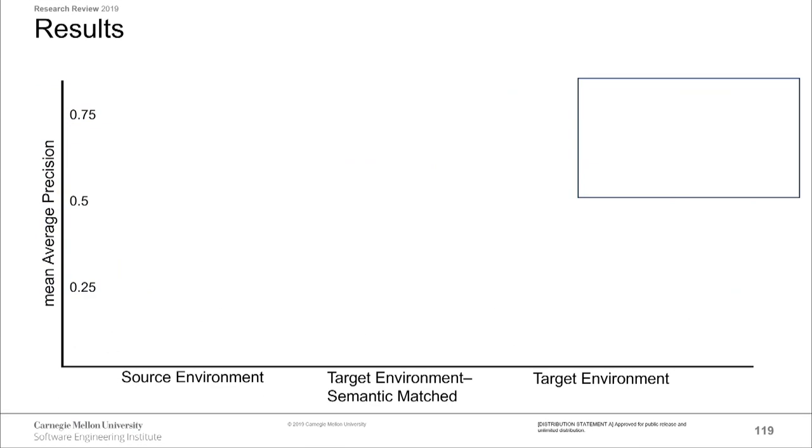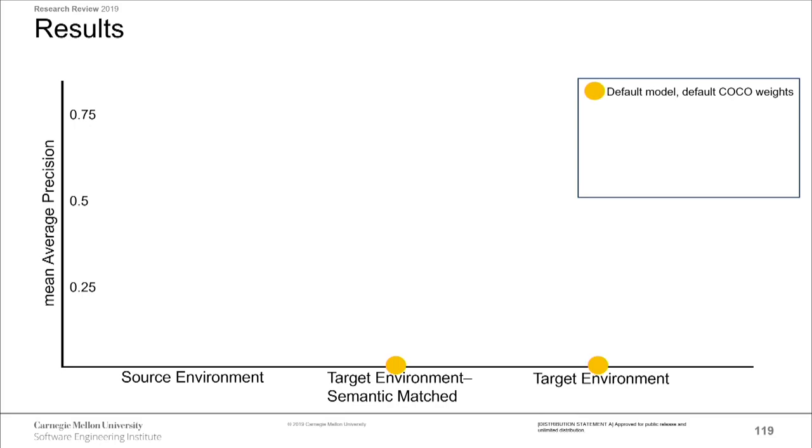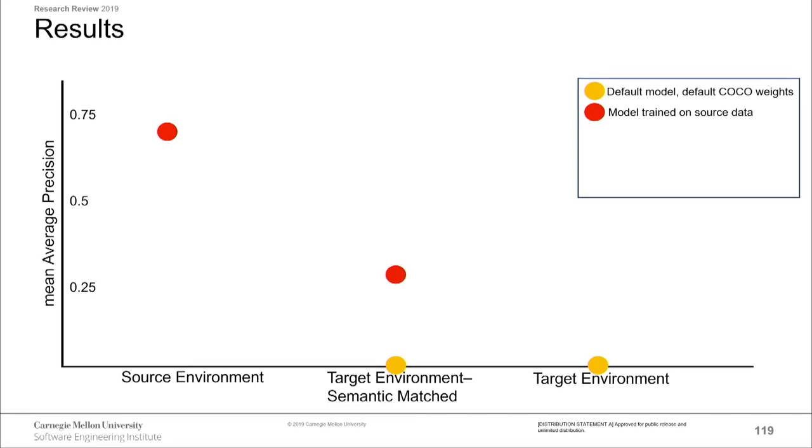Our results are presented in mean average precision in this case, which is just the average precision across each object class. In this graph, the source environment is the environment in which we have a lot of labeled data. Our target environment is where we have little to no labeled data. And the semantic match target environment is where we match the object density, so the perspective and scale of the objects are still different. As previously mentioned, with just out-of-the-box object detection, the performance is very bad. Whenever we take a classifier that is trained solely on the source environment and then fit it into the target environment, we see our performance decrease by half.